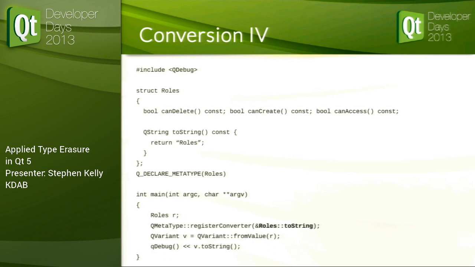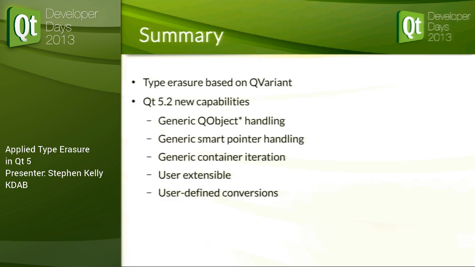So that conversion API, this register converter, is actually what's used to implement all of the sequential container iteration and the associative container iteration, and also the smart pointer handling. It's all done using this new extension in Qt 5 for registering converters between any two types.